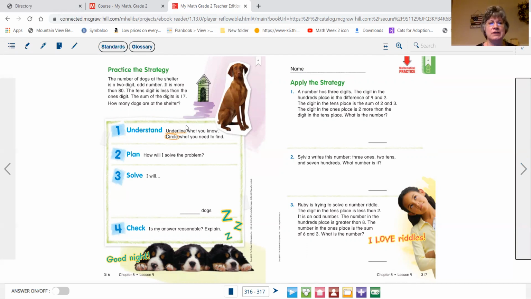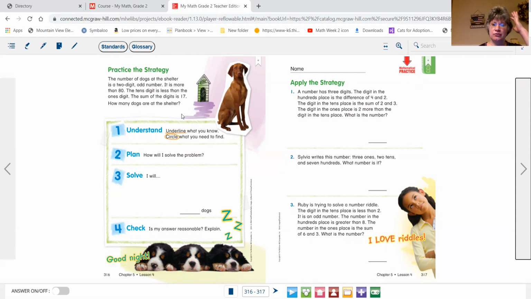Okay, so we're going to read through the problem twice. Remember, we're going to read it once just to understand what we're doing. The second time, we're going to read it to underline what we know, circle what we need to know. The number of dogs at the shelter is a 2-digit odd number. It is more than 80. The tens digit is less than the ones digit. The sum of the digits is 17. How many dogs are at the shelter? Whew, a lot of information again.